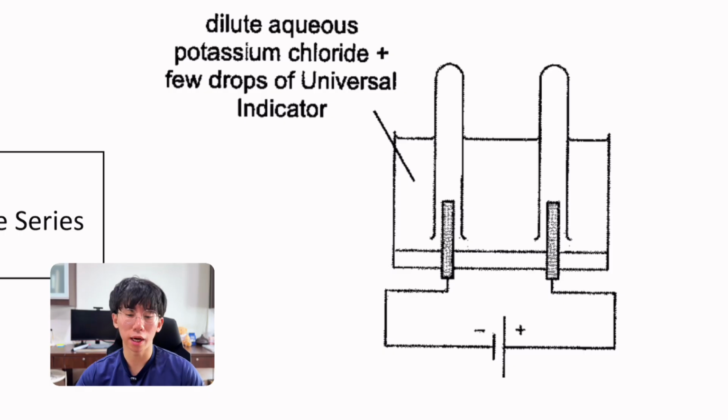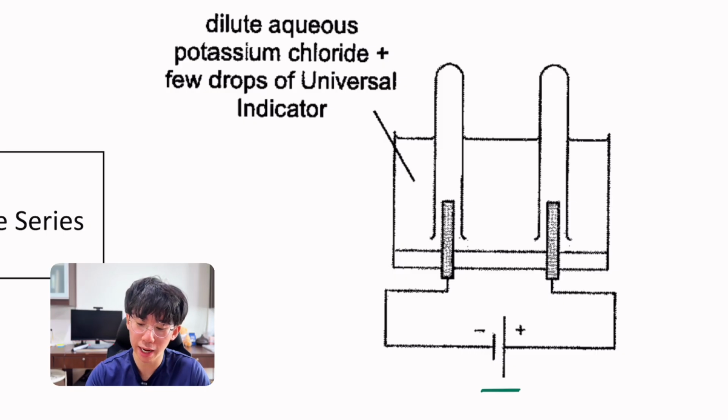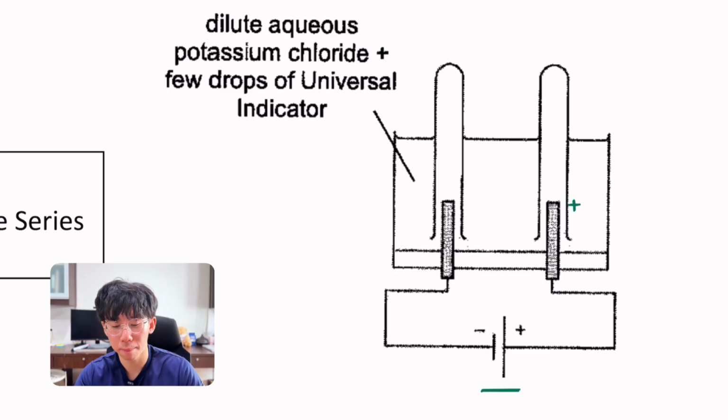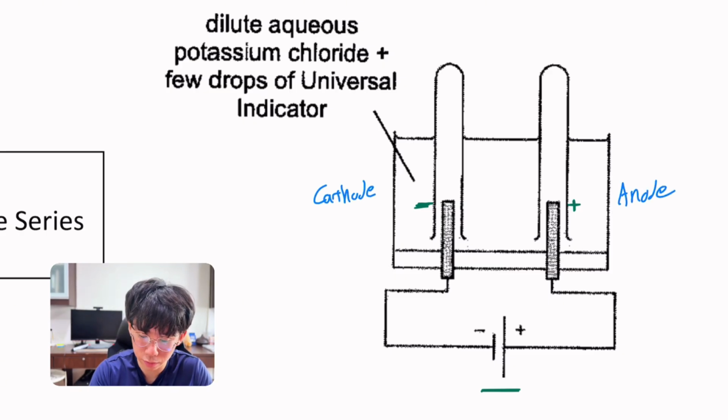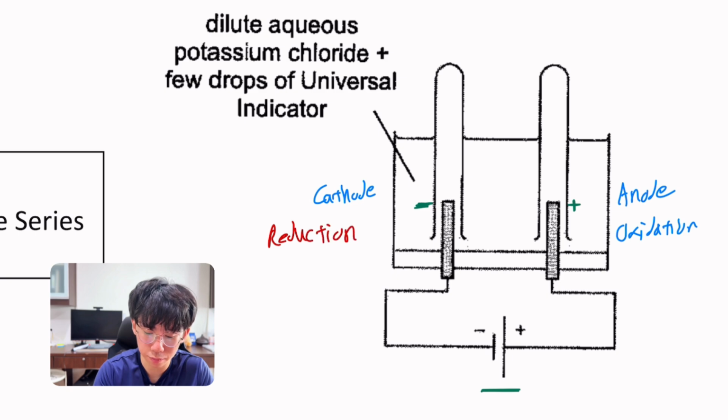Next, let me run through a sample interpretation of an electrolytic cell. So first of all, I'm going to look at the polarity of the batteries. Here we see the longer side is the positive charge and the shorter side is the negative charge. So the electrode connected to the longer side is the positive charge and the electrode connected to the shorter side is the negative charge. So here we can tell that this is actually the anode and this is the cathode. And the anode will have oxidation that happens, and the cathode will have reduction that happens.